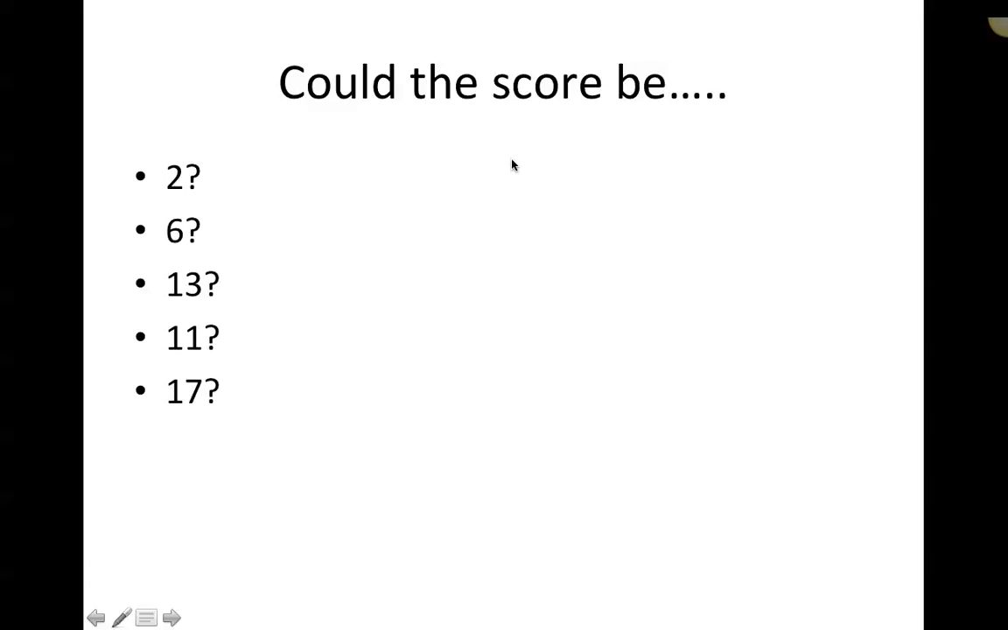Now, take a minute and think about each one of these situations. Could you, using 3 throws, get a 2? Could you get a 6? Could you get a 13? Could you get an 11? Or could you get a 17? Now take a minute to try and figure those out.